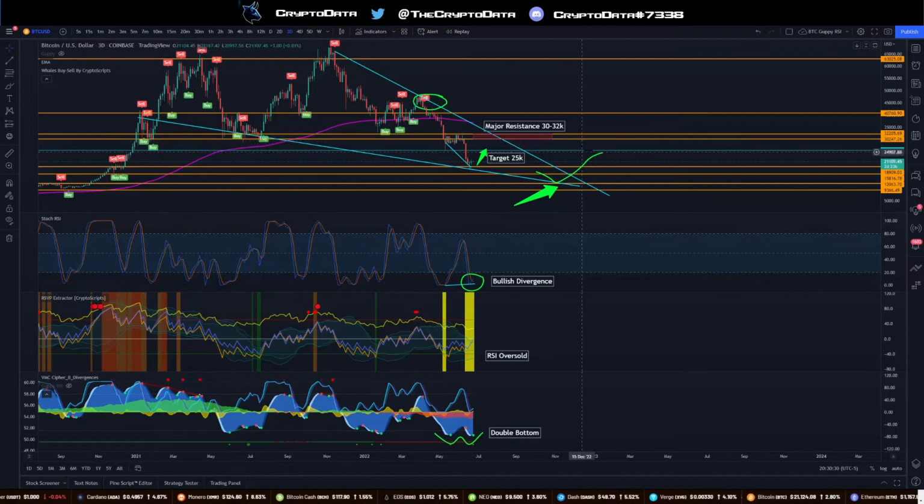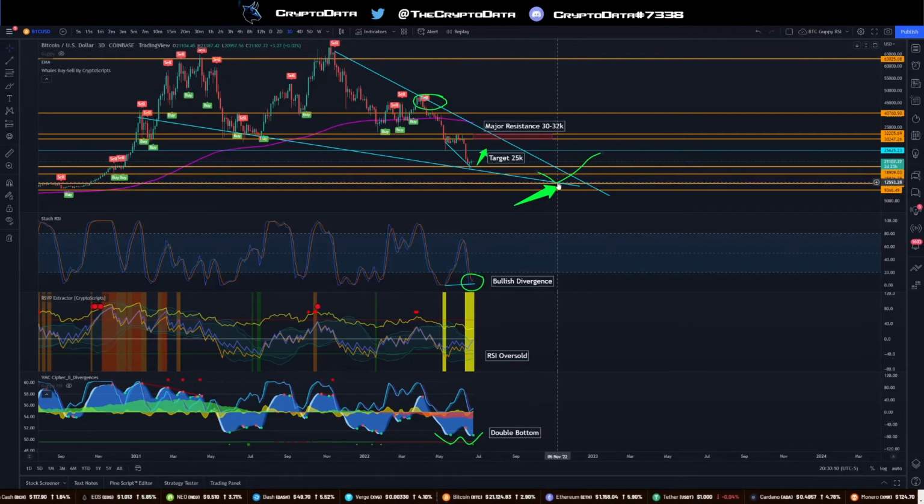Okay, so you can see that's why I have this little box. 30, 32K is going to be some heavy resistance, heavy selling, but I am expecting us to get up to 25K at least. If for some reason we do reject from here, then next support I'm looking at is going to be around that 19,000 level. Okay, 18 and 19,000. And then we may continue downward next to 16,000.